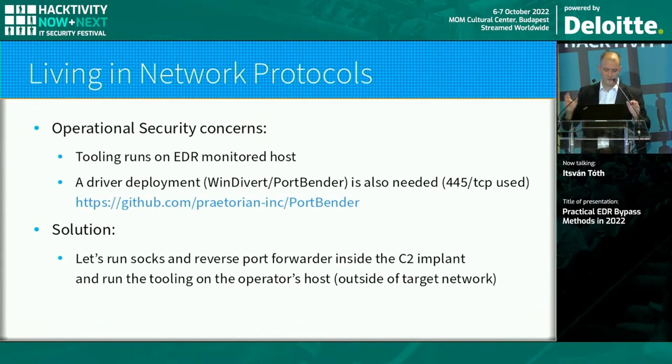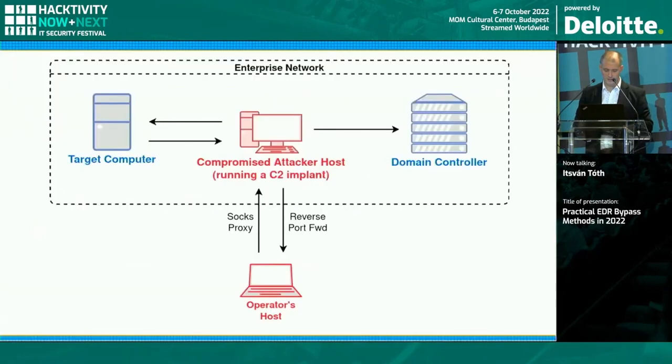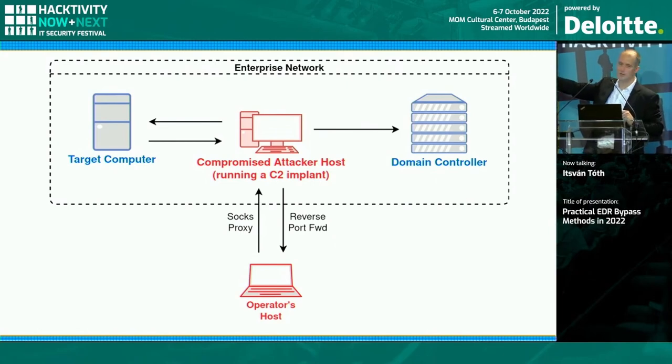Let's run a SOCKS proxy and a reverse port forwarder inside the C2 implant and run the tooling on the operator's host outside of the target network. So this one. We have a SOCKS proxy on the compromised host, which can be reached by the operator. And let's do a reverse port forward from the SMB port to the operator host. And now we can trigger the authentication through that SOCKS proxy.